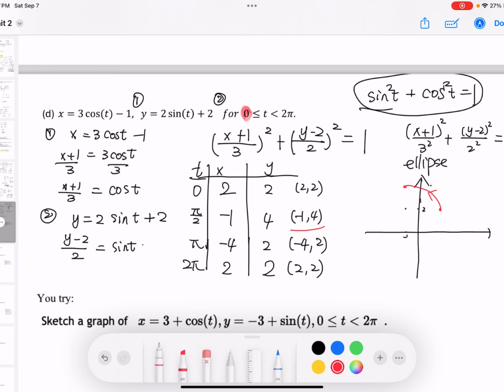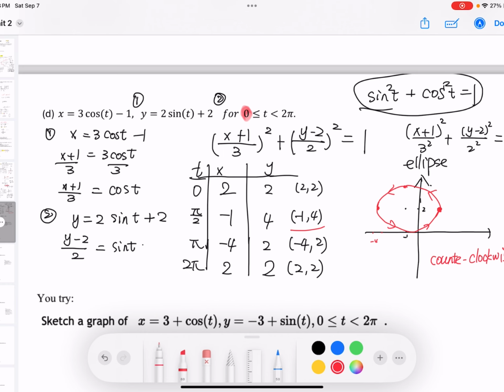And then the third point is negative 4, positive 2. Okay, here. And the next point is 2, 2. Okay, I ignored some points, so we should have our graph like this. 2, 2 is my fourth point. So what I'm doing, I'm rotating my graph counterclockwise. So the orientation is counterclockwise. And this is an ellipse.